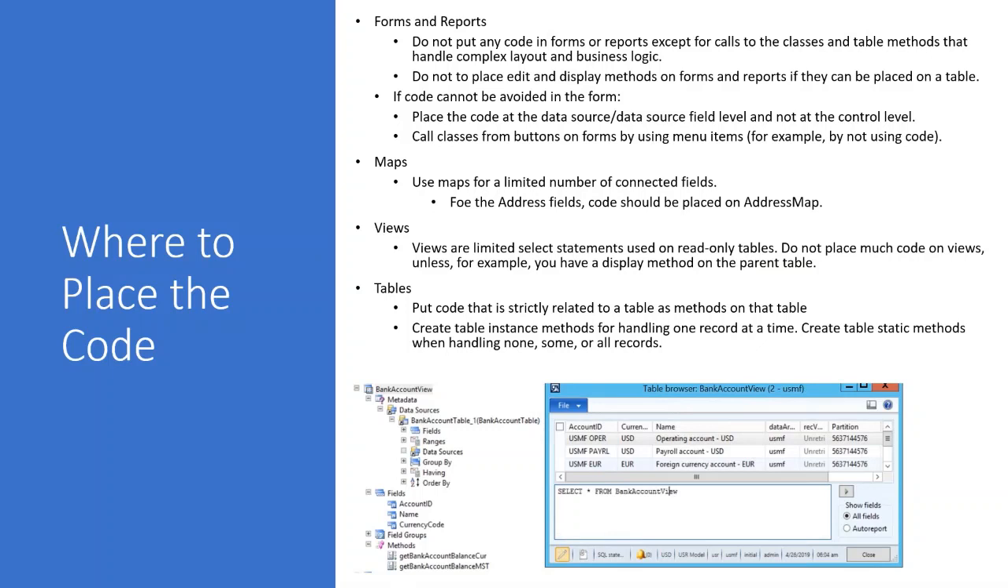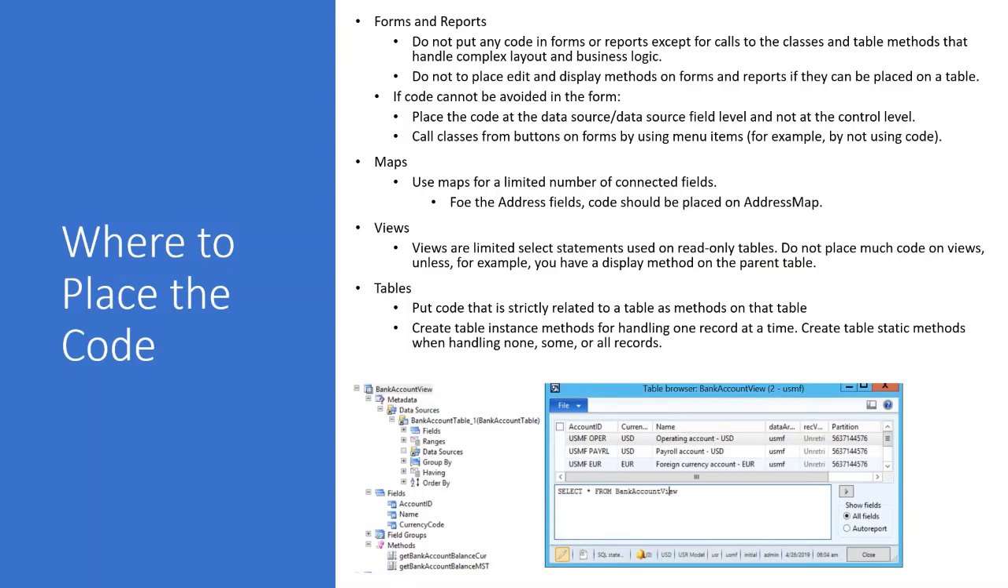Often a development team runs into this question: where should we place the code? So I have jotted down a few areas where we can work accordingly for different AOT objects. For forms and reports, never place code that handles complex layout or business logic. Do not place edit and display methods on forms or reports. If code cannot be avoided in the form, place the code at the data source level, not at the control level. Call classes from buttons on forms by using menu items, not by using code.